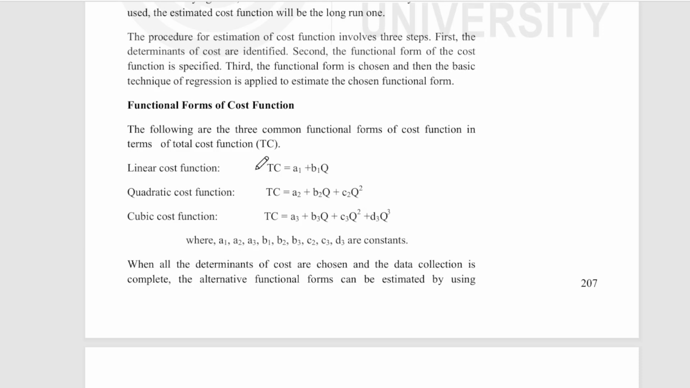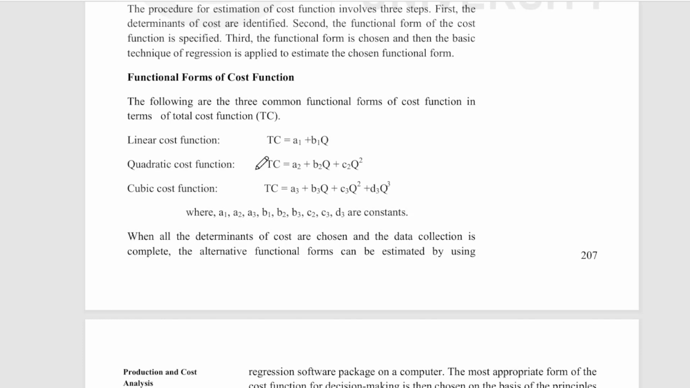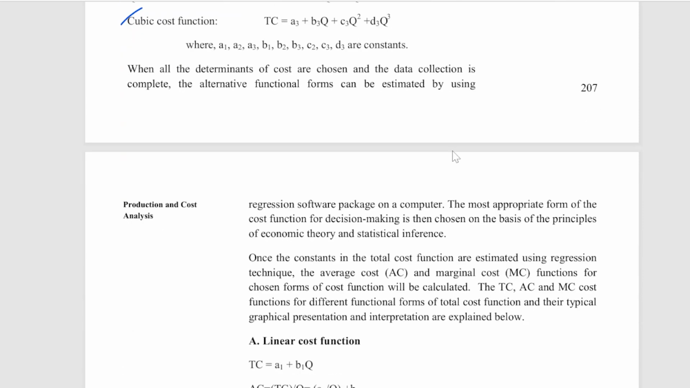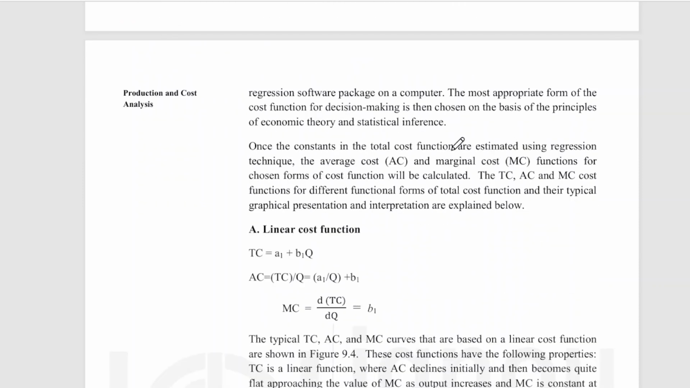Third, the functional form is chosen. And then the basic technique of regression is applied to estimate the chosen functional form. And these are the linear cost function, quadratic cost function and cubic cost function, functional forms of the cost function. And when all the determinants of cost are chosen and the data collection is complete, the alternative functional forms can be estimated by using a regression software package on a computer.